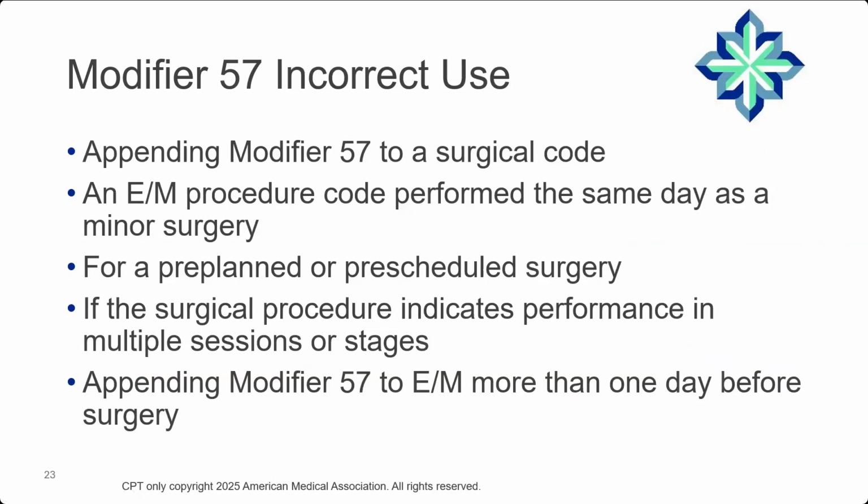Appending 57 to a surgical code, again, it's defined as an E&M, and we do see this on occasion. Not as high as the 25, though, but it's still seen on occasion. An E&M procedure code performed the same day as a minor surgery does not get a 57. Now you said, could I append a 25 and a 57? My answer to you is, what are you doing that you need to append both? Why isn't a 57 or a 25 enough to define it?